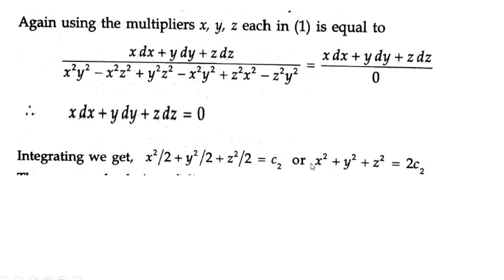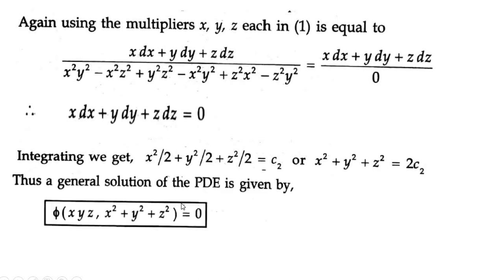Take 2 as the LCM, so you get x square plus y square plus z square equal to 2c2. So that is your final answer. Therefore, your general solution is phi of (xyz, x square plus y square plus z square) equal to 0. Next, we'll move on to the next problem now.